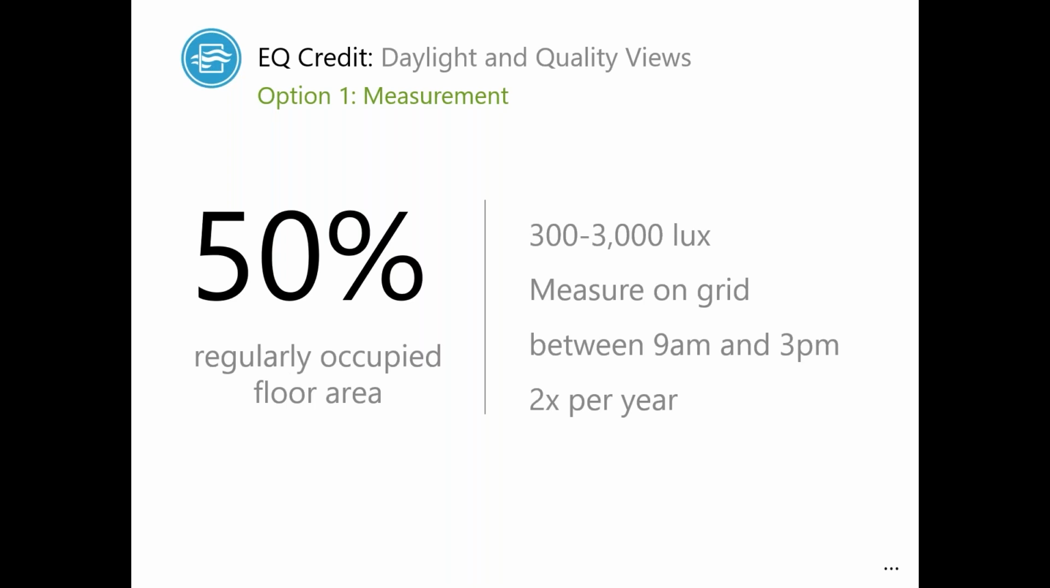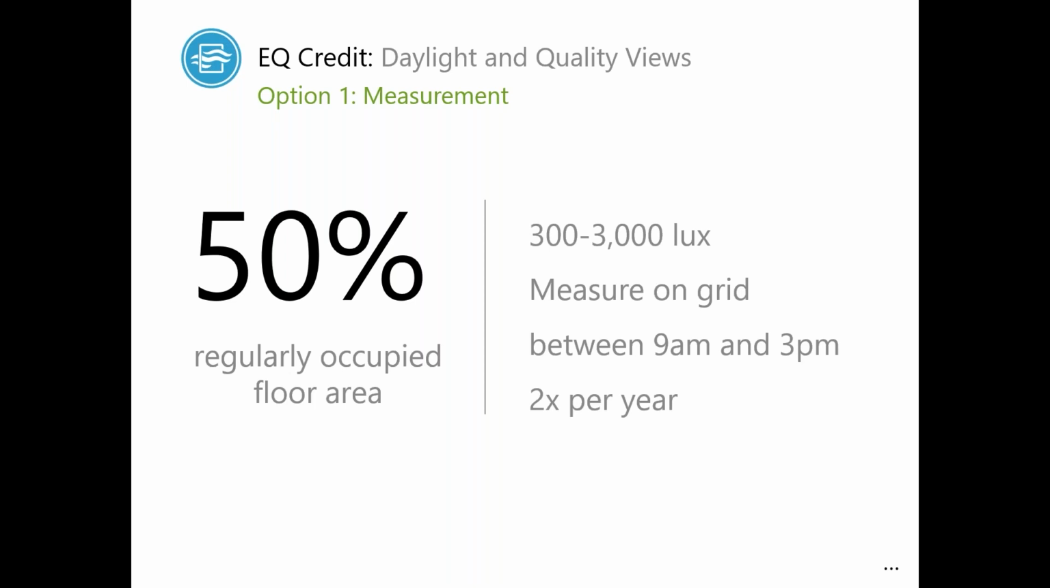So option 1 is measurement. You have to measure the daylighting coming into the building, and 50% of your regularly occupied floor has to achieve these 4 criteria. So you have to measure twice a year. You have to measure between 9 a.m. and 3 p.m. And the lighting has to be between 300 and 3,000 lux. Those are numbers you want to keep in your mind. Between 9 a.m. and 3 p.m., twice a year, 300 to 3,000 lux.